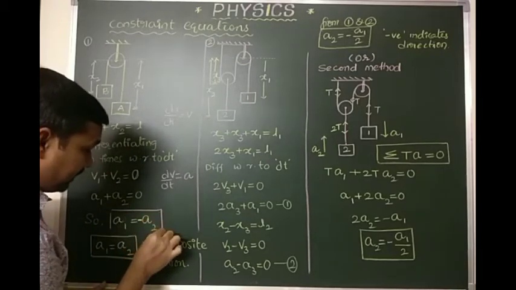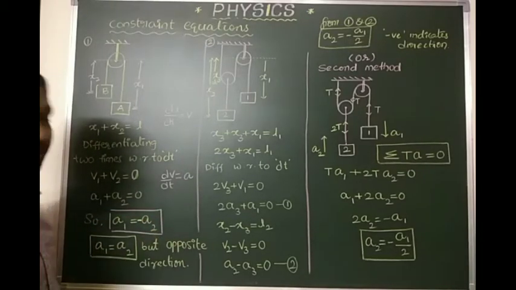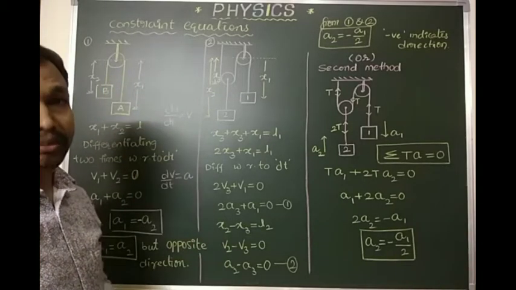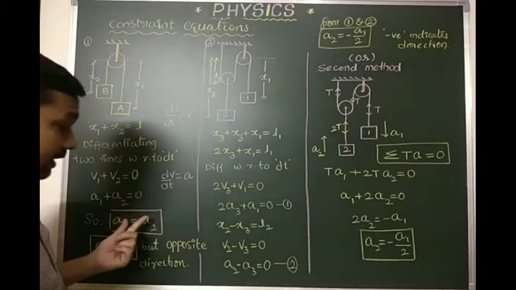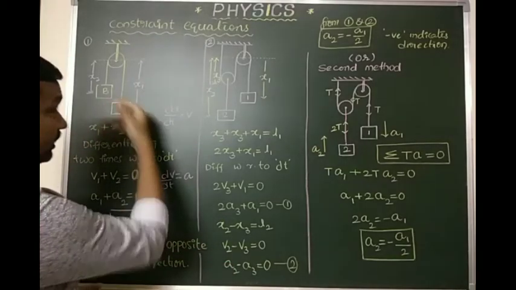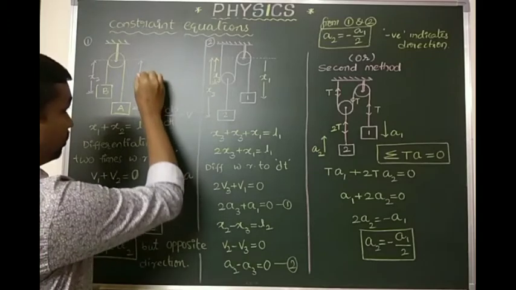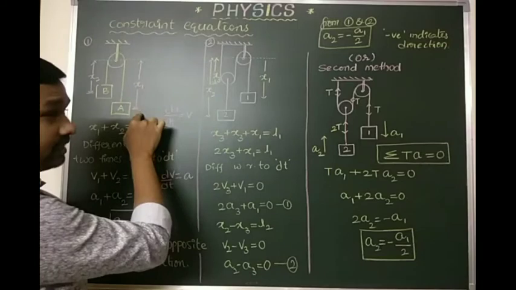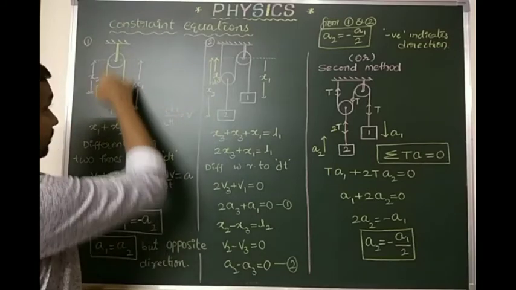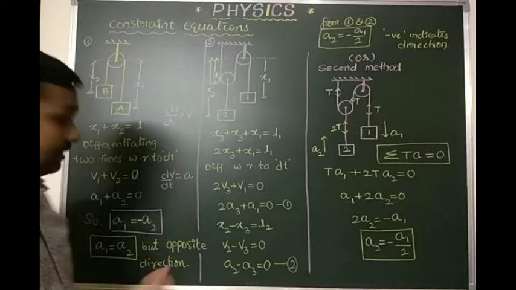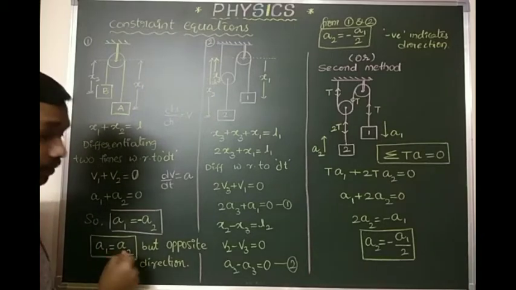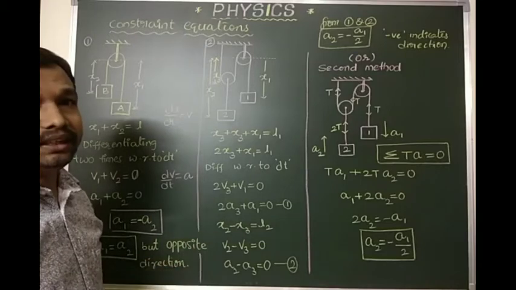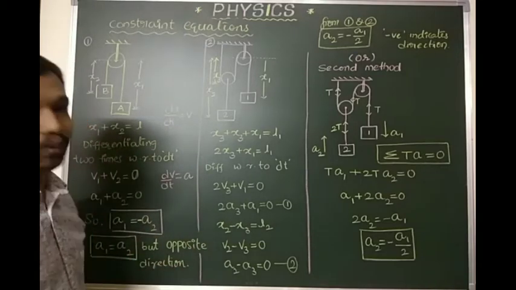But what is the negative sign indicating? We can take a1 equals a2, because with one string the acceleration of both blocks remains the same. But why did we get a negative sign? The reason is that the first body is coming down while the other body is going up. If one displacement is increasing, the other displacement is decreasing. So the magnitudes of a1 and a2 are the same, and the negative sign indicates opposite direction. Okay, this is one case.